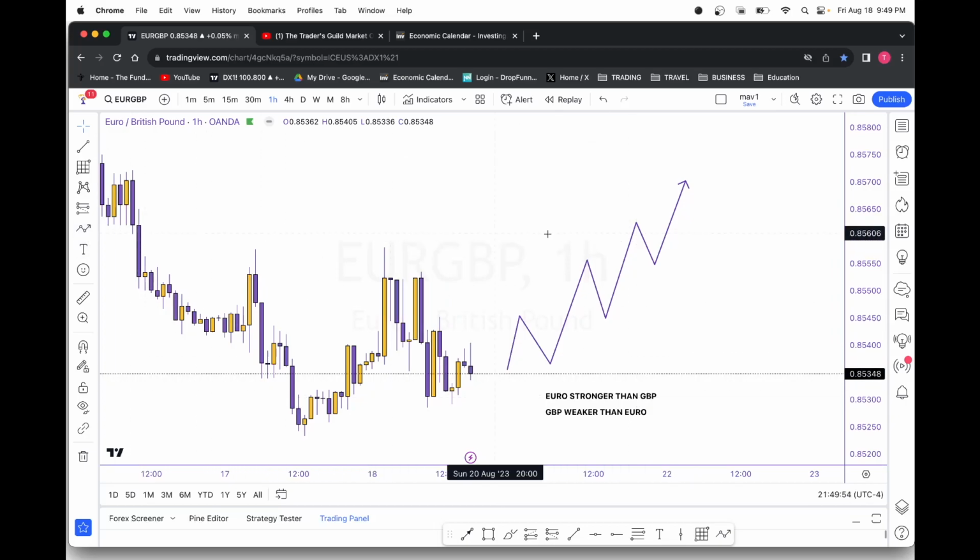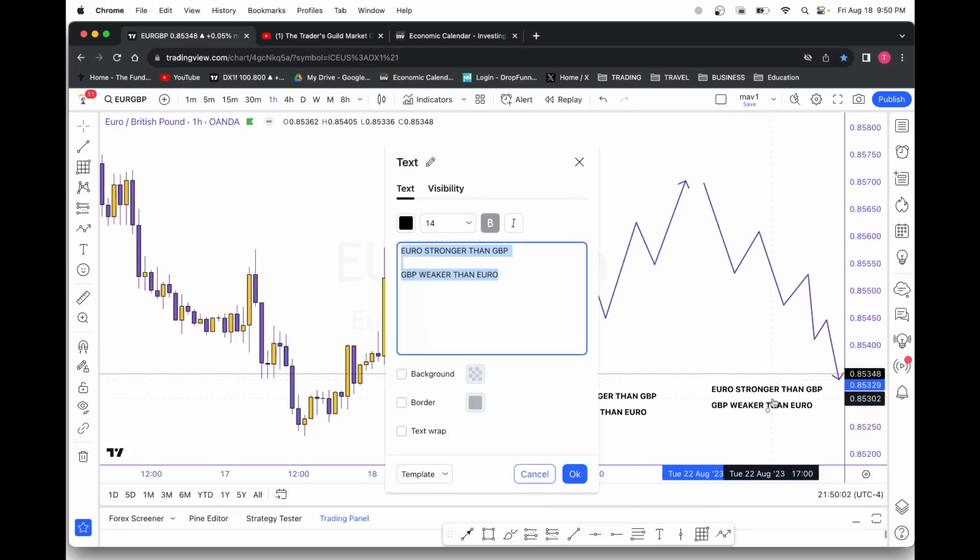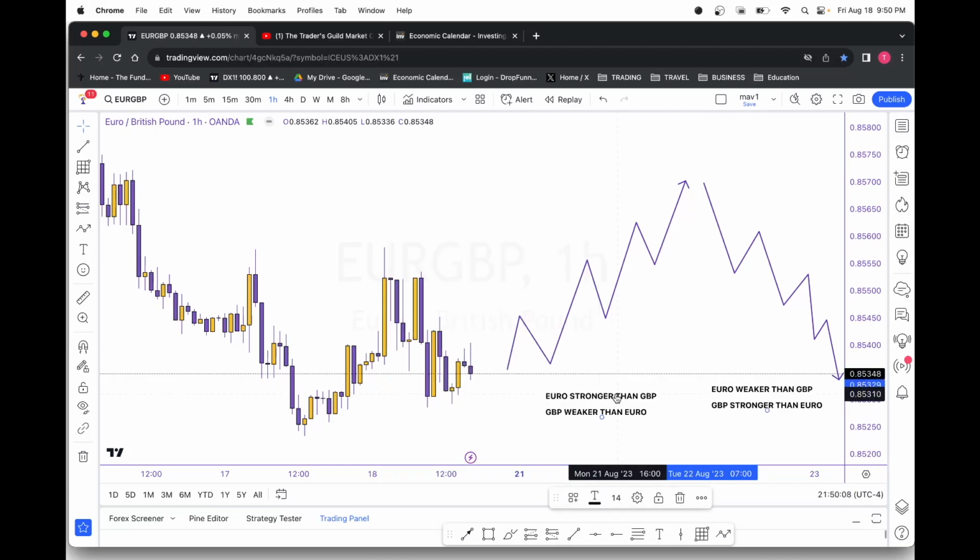If it's trending lower, then that means the opposite, right? That means that Euro is weaker than GBP and GBP is stronger than Euro. Well, why does this matter?